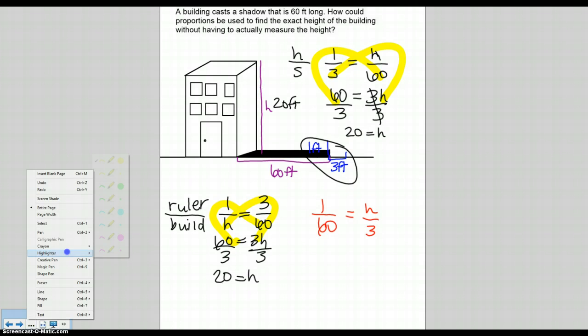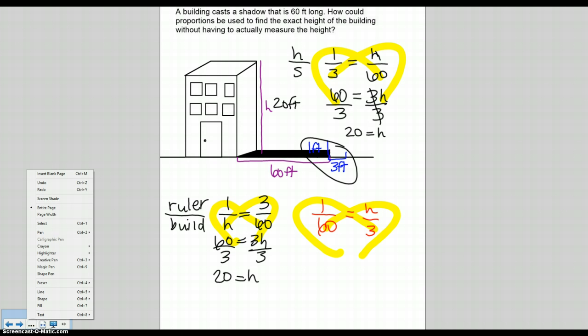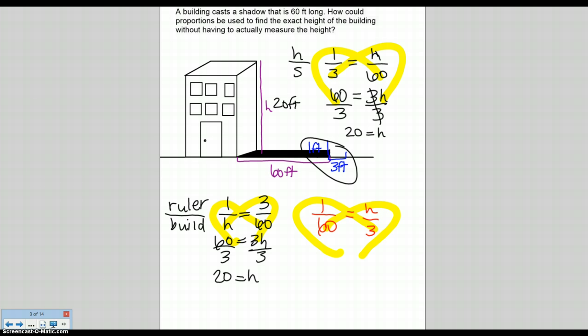Now if I do the cross multiplication for that, do my karate chop, I multiply 3 times 1 is 3, multiply 60 times H is 60H. Then I'm dividing by 60. 3 divided by 60 is not going to give me 20. You need to make sure, always remember, keep everything together. Keep the same thing going across, keep the same thing going across the bottom, keep each part of the proportion together.